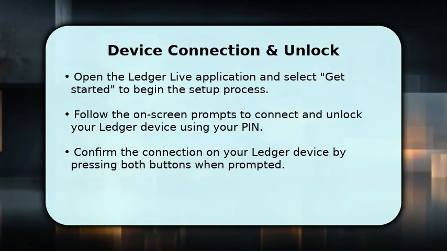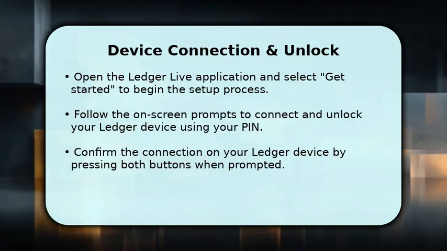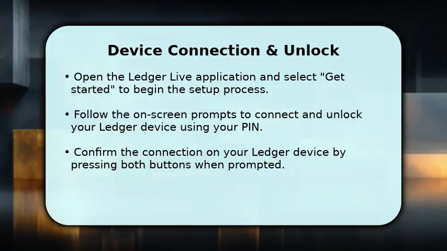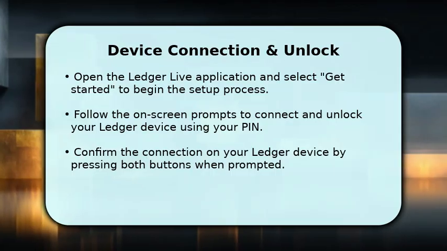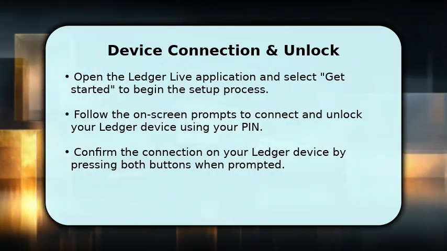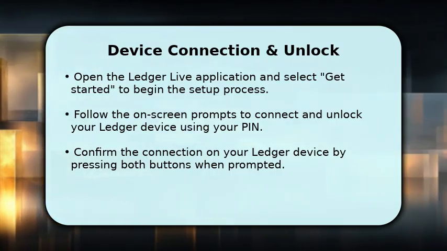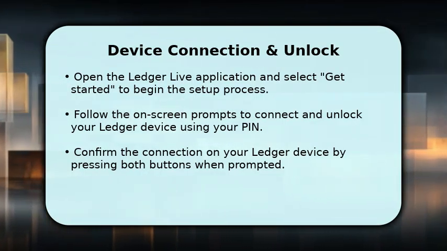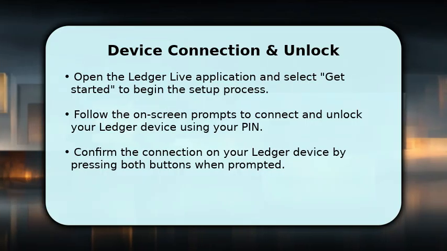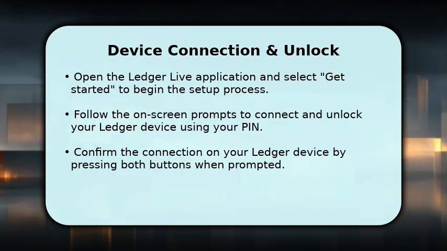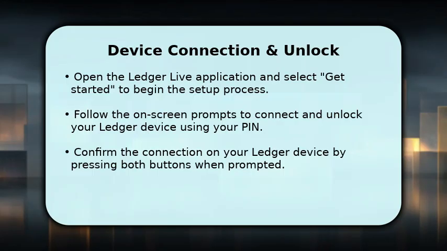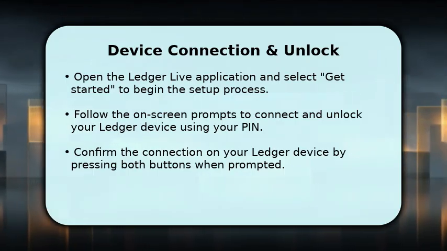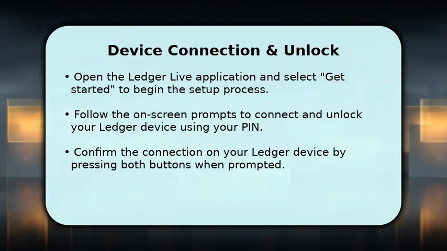Once Ledger Live is open, select the Get Started option to initiate the setup. The application will then guide you through connecting your Ledger device. You'll need to unlock your device by entering your personal PIN code directly on the hardware wallet. After entering your PIN, Ledger Live will ask you to confirm the connection on your device itself. Simply press both buttons simultaneously to proceed.